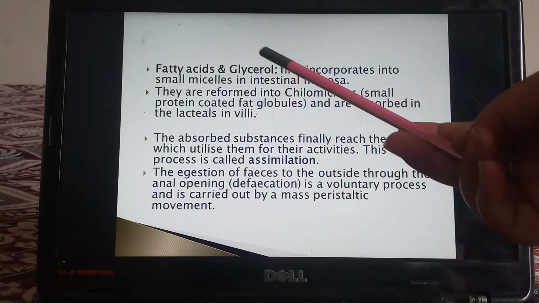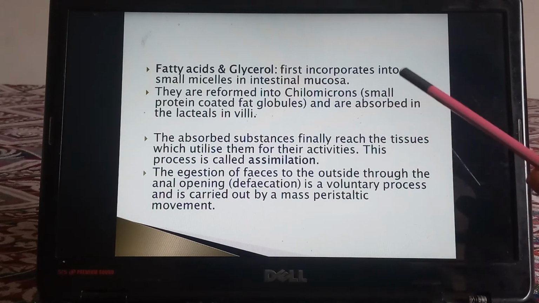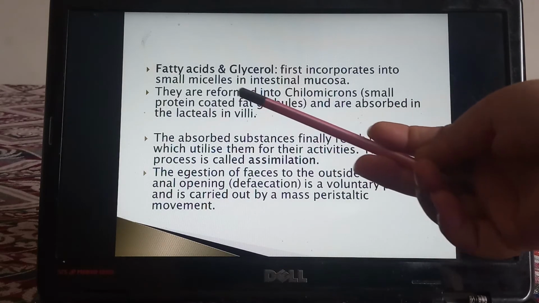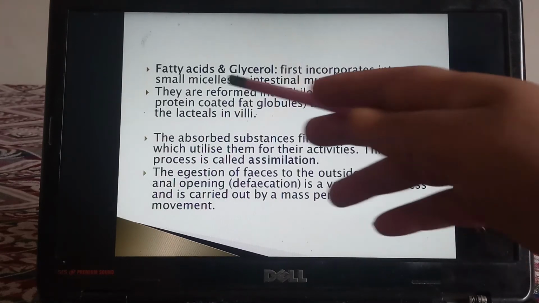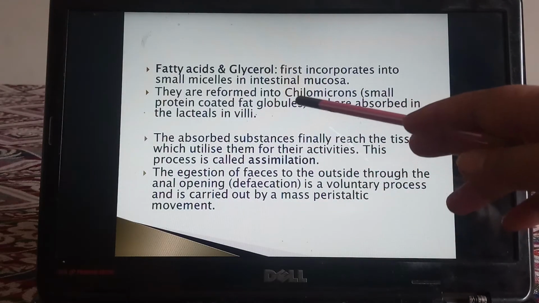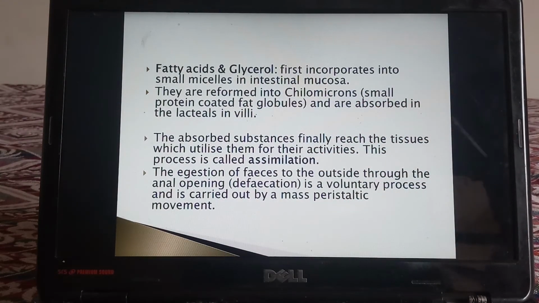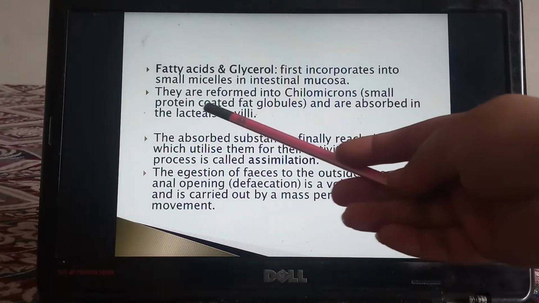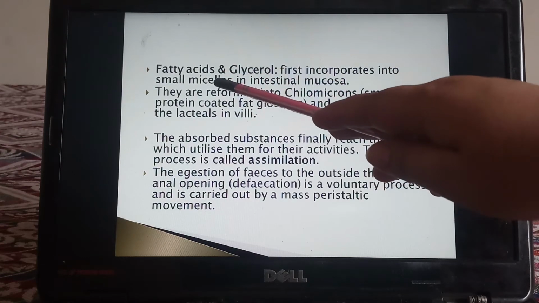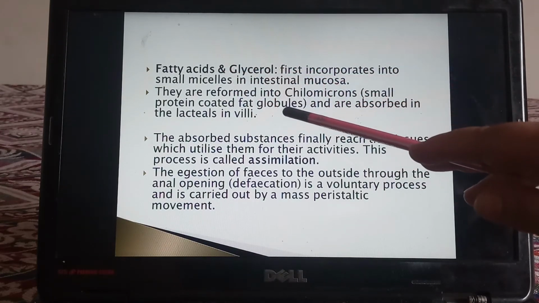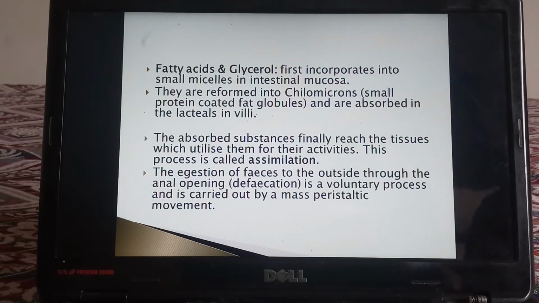So first, these fatty acids and glycerols incorporate into the small micelles in the intestinal mucosa. Fine, they will not be absorbed as it is. They will first change to the small micelles, and then they are reformed into the chylomicrons. So now focus at this term. What is chylomicron? This is a small protein coated fat globule. That means these fat micelles are surrounded by the protein coat.